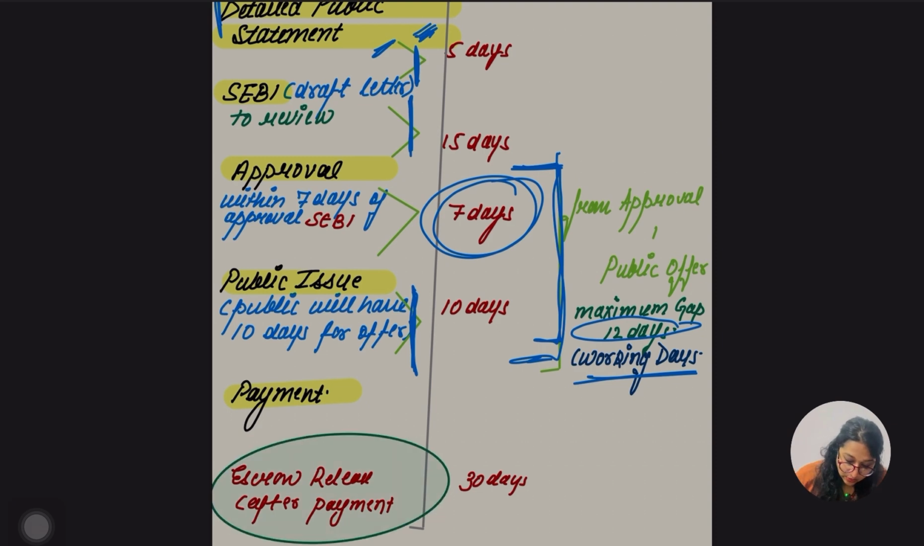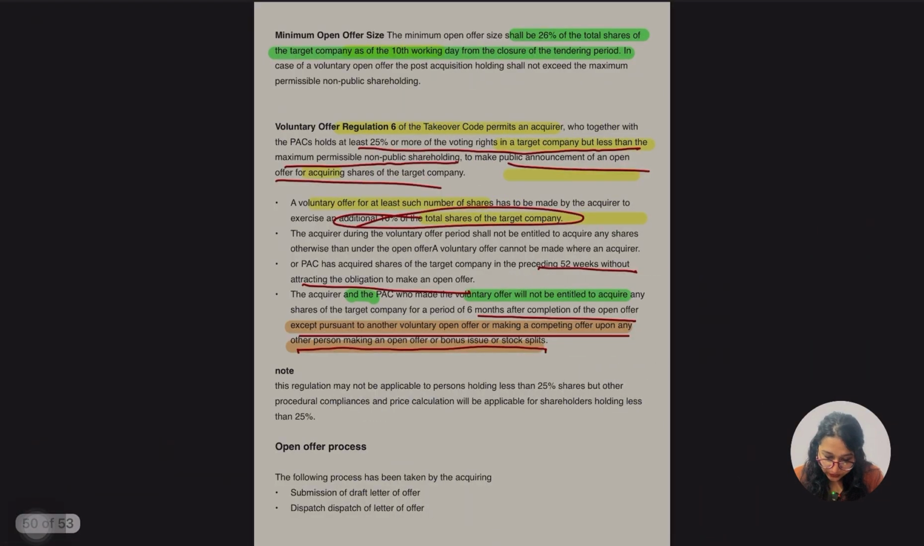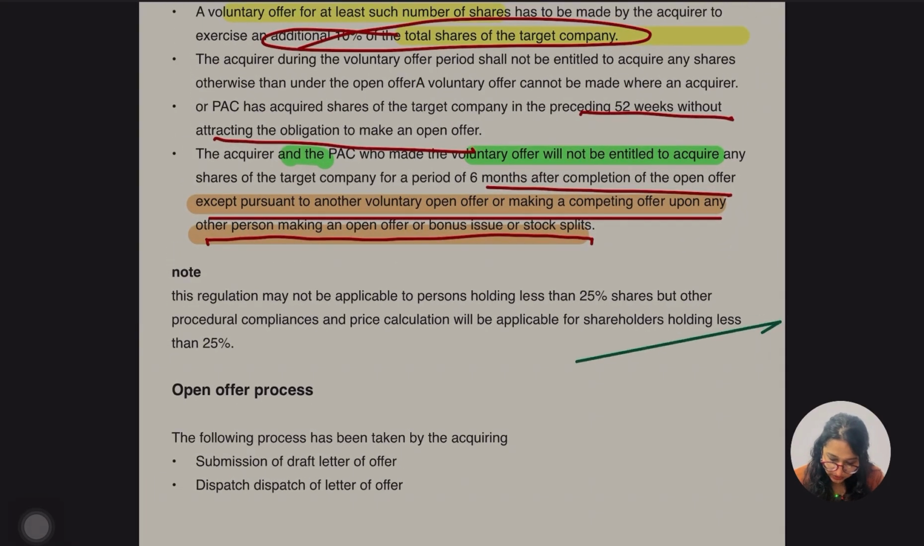Now this escrow is going to be released. The escrow account is going to be released once this full payment is done within the next 30 days. So this is what this part is saying. Now let's go for the things which I have written here. Last we have done till this part. Now we are going for the open offer process.